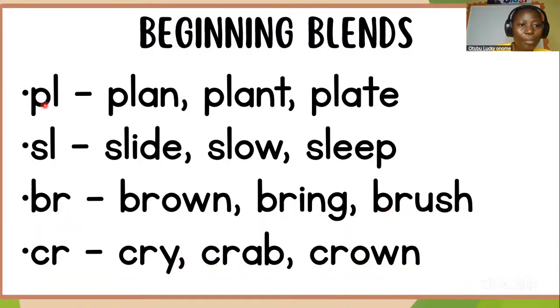Again, P L, and we have it in words like plan. Plan means to plan to execute something. You plan to go to school, you plan to go to market, you plan to own a house, build a house. Then we have plant. Plant is the green grass on the streets or in the garden. Then we have plate, the plate you use to eat. Slide. Slide is a type of movement. Slide to the left, slide to the right. It's a way of movement. Then we have slow.